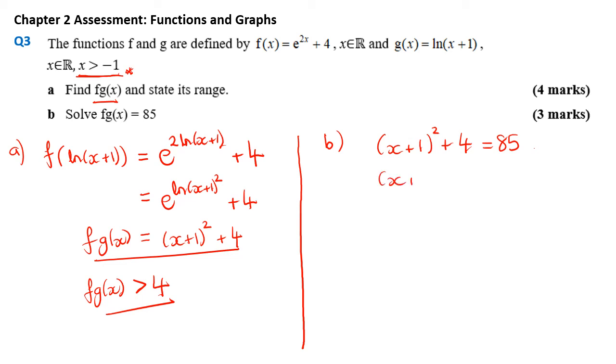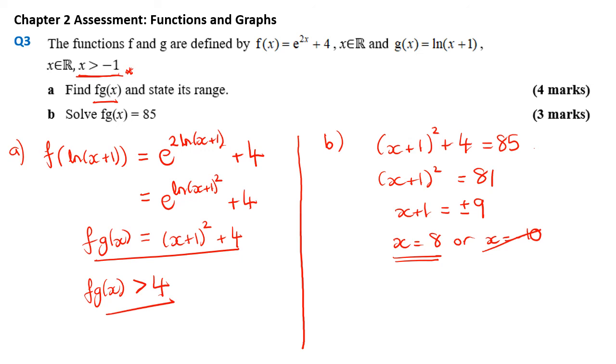So if I subtract 4 from both sides, I get (x plus 1) squared equals 81. I square root, and I'm going to have x plus 1 equals plus or minus 9, and then subtract 1 from that, and I'll have x equals 8 or x equals -10. That's what I would get for solving that. Look back at the context of this question. We are told here that x is greater than -1, so I can reject that solution. My solution is that x equals 8, and I must make it clear that that's my solution.